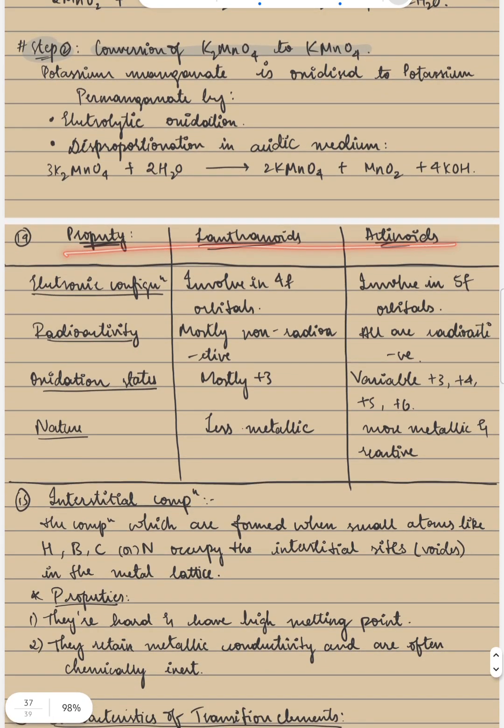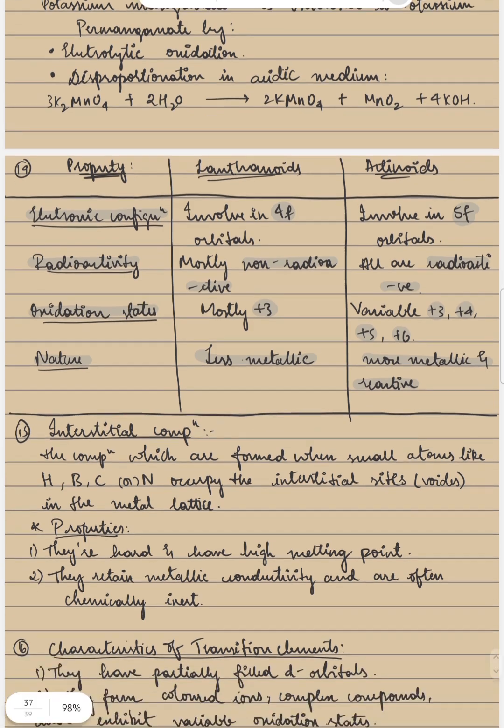Properties of lanthanoids and actinoids is basically the differences: electronic configuration, radioactivity, oxidation states, and nature. Electrons are involved in 4f orbitals and 5f orbitals. Lanthanoids are mostly non-radioactive, actinoids are radioactive. Lanthanoids mostly show +3, while actinoids show +3, +4, +5, +6. Lanthanoids are less metallic, actinoids more metallic and reactive.